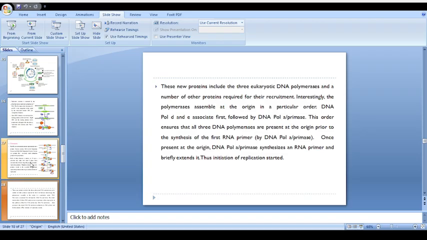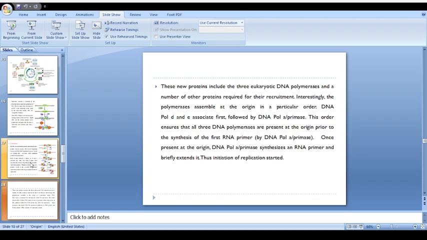Once the initiation process containing G1 phosphorylation is over, then the three eukaryotic polymerases are recruited at the origin of replication at multiple points. As I told, there are multiple origins of replication, bubbles where these processes are carried out. DNA polymerase delta and epsilon associate first, followed by DNA polymerase alpha and primase. This is the order in which these polymerases are present at the origin prior to the synthesis of the first RNA primer.